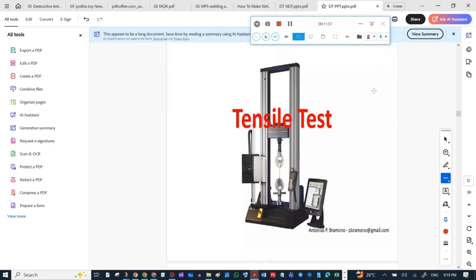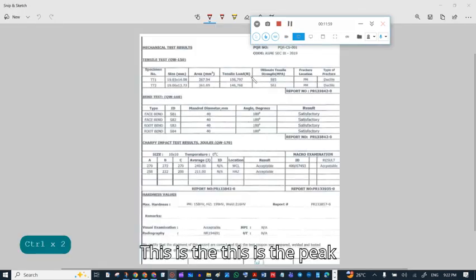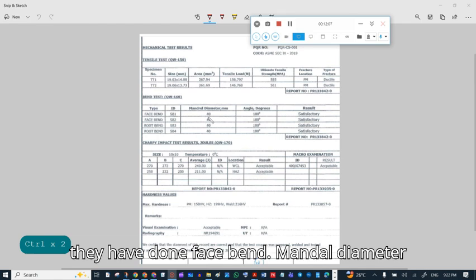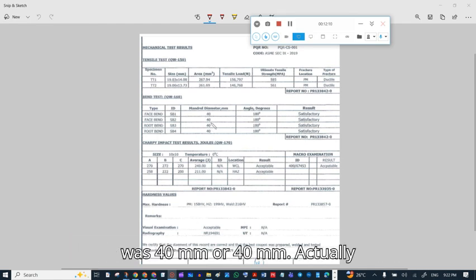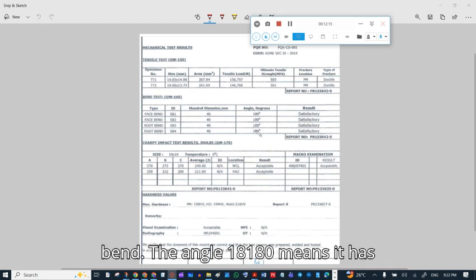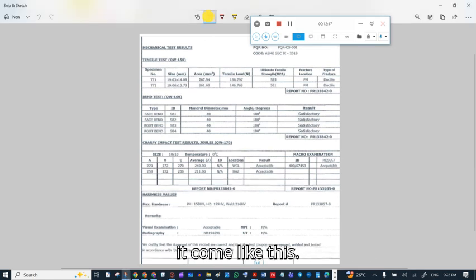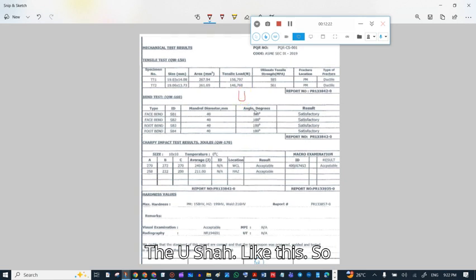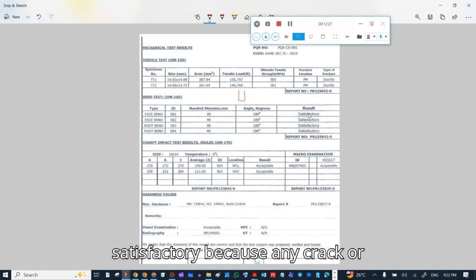Now tensile test. This is the PQR of our site. Here they have done face bend. Mandrel diameter was 40 mm, all are 40 mm. Actually, we have done face bend and root bend. The angle is 180, which means it comes like this in the U shape. So this is 180, and results are satisfactory because any crack or discontinuity greater than 3 mm was not observed. That is why it is satisfactory. Okay.